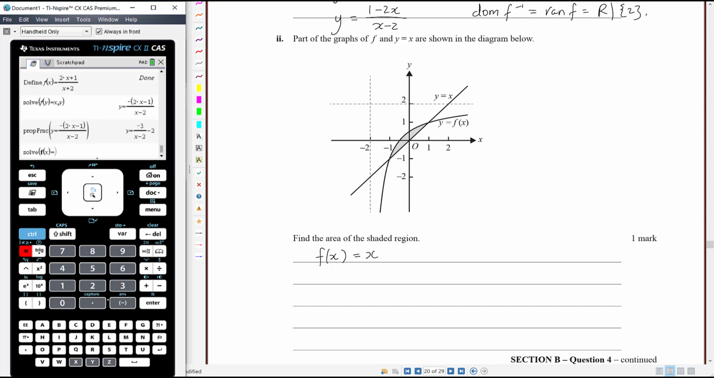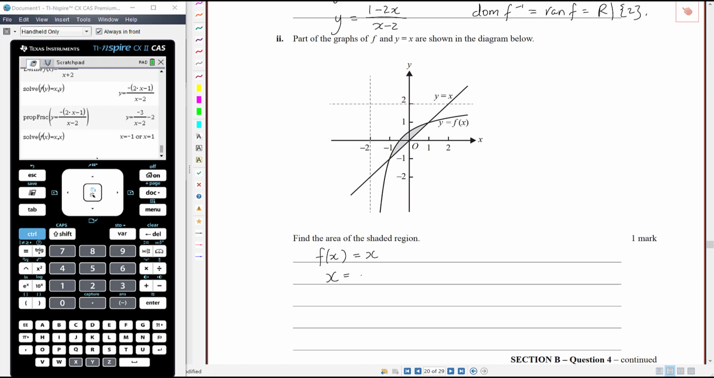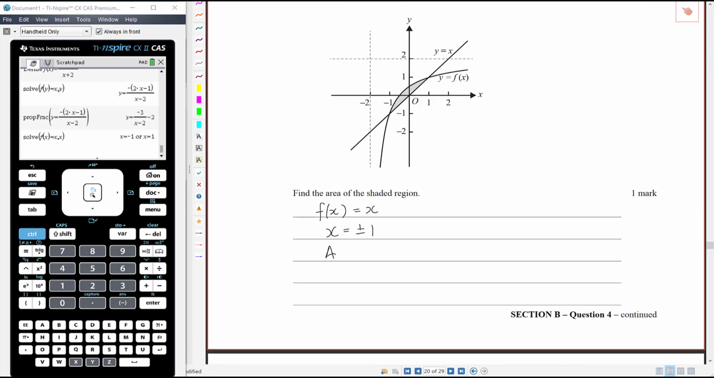Solving f of x equal to x for x, and so we get x equals plus or minus 1. And so therefore the area is going to be equal to the integral from -1 to 1. It's an area between two curves, so it's the top function, which is f of x, minus the bottom function, which is x. You don't need to rewrite out f of x. It's clearly defined throughout this whole question. You can just refer to f of x. So use of function notation makes things really efficient here.